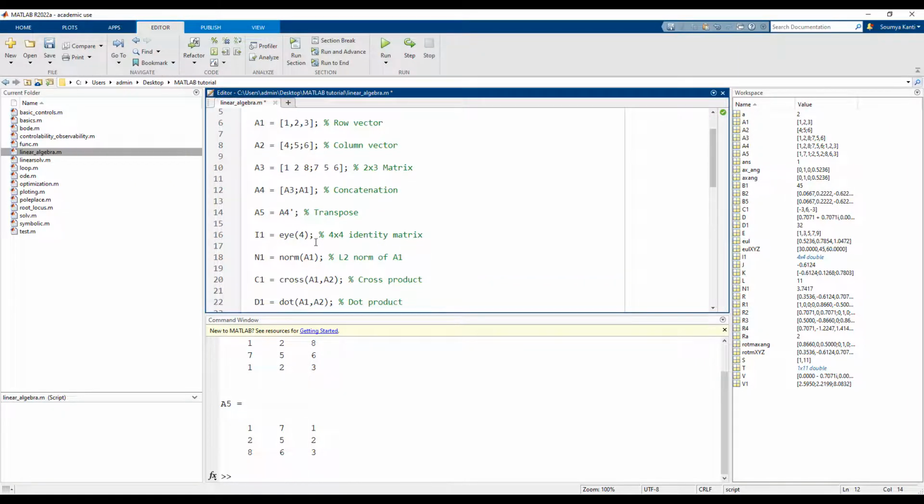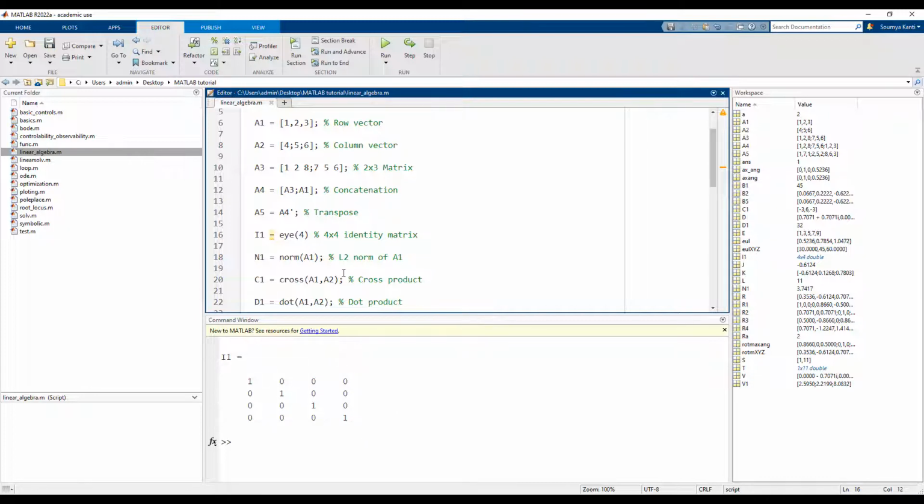Okay. Now if you want to type an identity matrix, you can always type it out like 1 0 0, then 0 1 0 and so on. But you can use this function EYE, then provide the number. This number will give you the dimension of the matrix. So this one is a 4 by 4 identity matrix. So you can see it here.